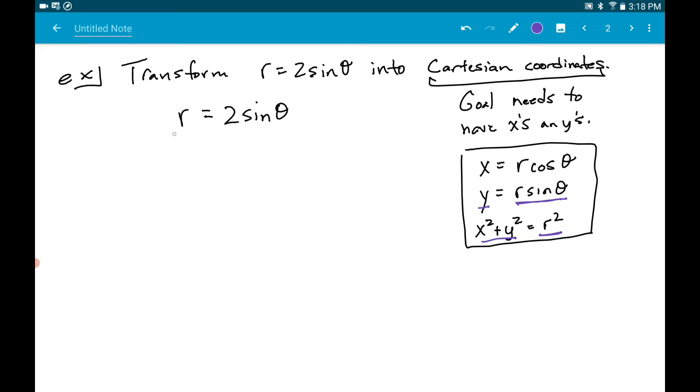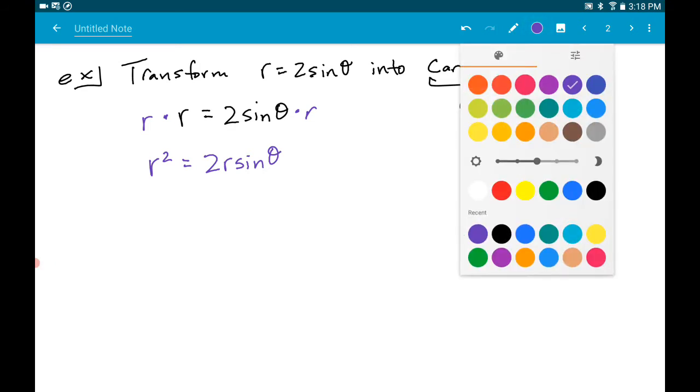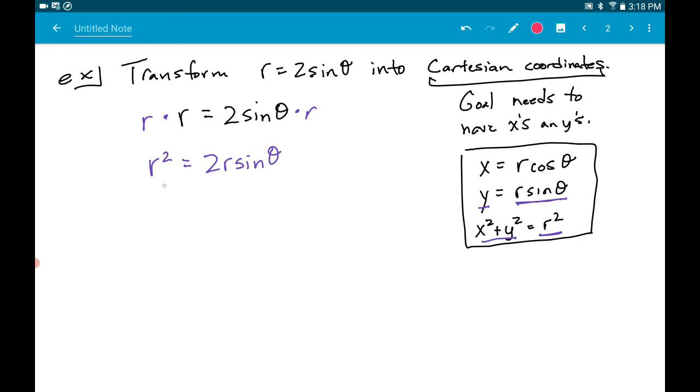It takes a little bit of practice, but I'm going to start by multiplying both sides by r. Why I'm doing that might not be quite clear yet. What I end up having is r squared equals 2 r sine theta. Remember, when you do a product, you can move it to any order you want. And now if you take a look, I've got some options. r squared, by substitution, is x squared plus y squared.